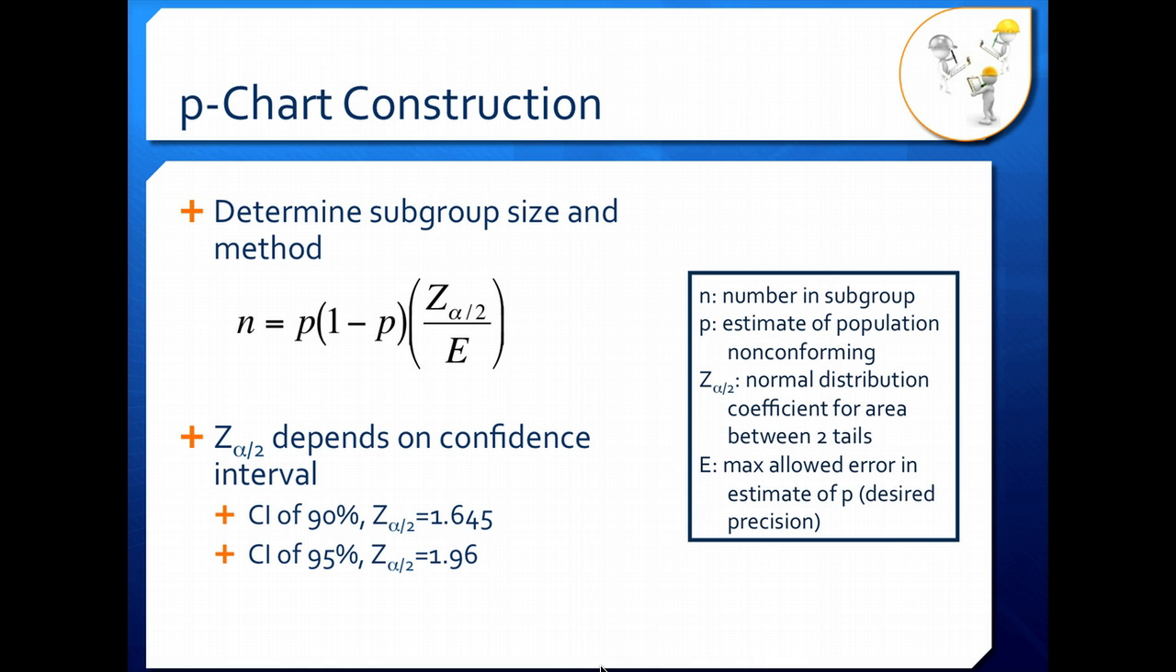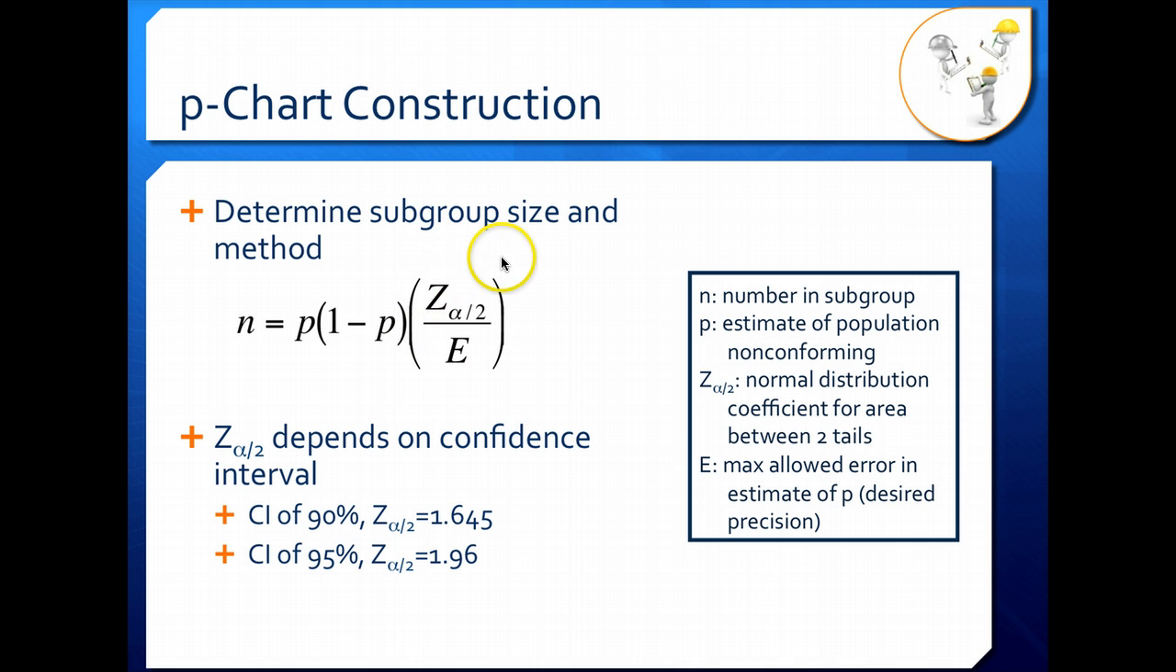Now I said using a subgroup size of 50 was generally good practice. This is true, but if you want to be very precise in determining your subgroup size, then you would use this formula right here. So you can see by this box what all of these variables mean. N is the number in your subgroup. P is your estimate of your population nonconforming. This is not necessarily the same thing as your sample nonconforming. It's just an estimate of, in general, how many nonconformities per how much product you expect.